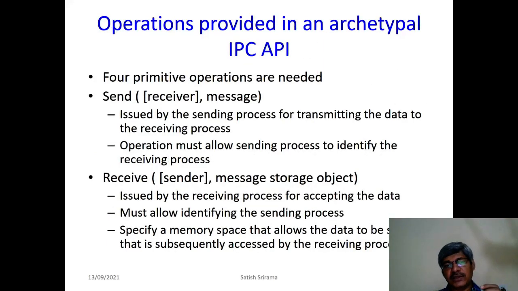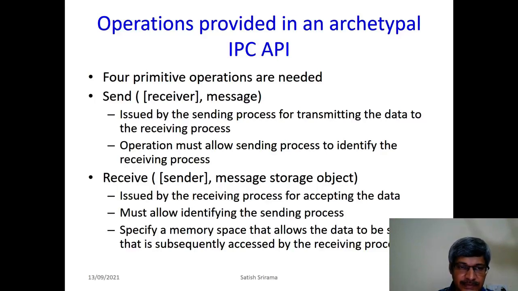Conceptually, if we look at inter-process communication, and at what sorts of methods need to be provided in an API that facilitates this inter-process communication, that is the archetypal inter-process communication. Primarily, you need to have support for four primitive operations.